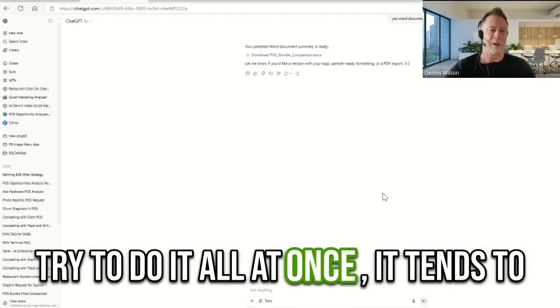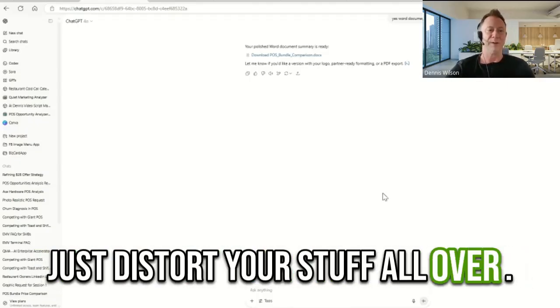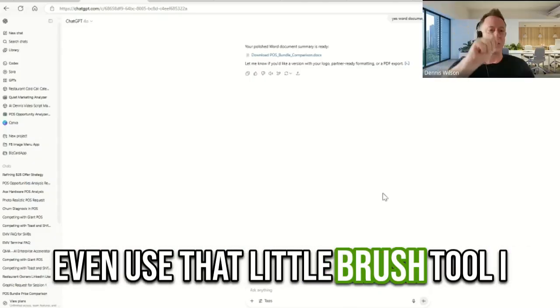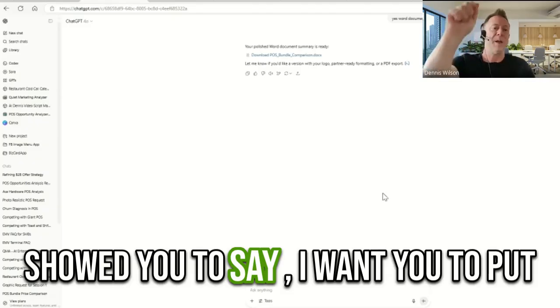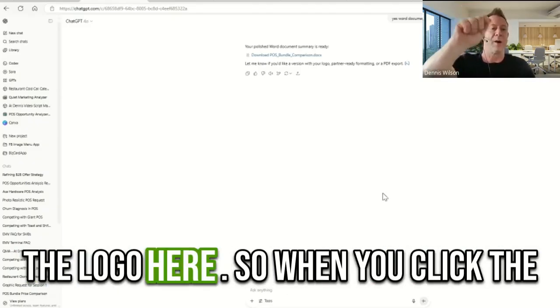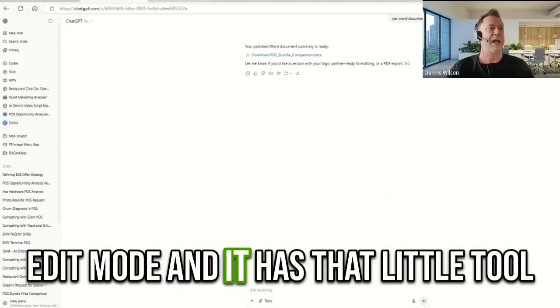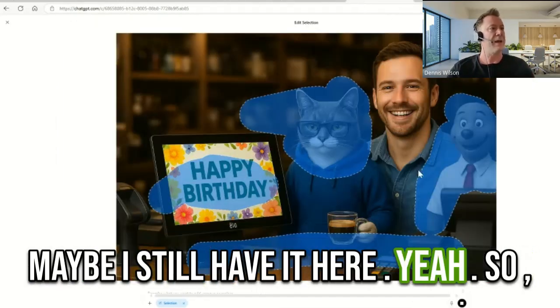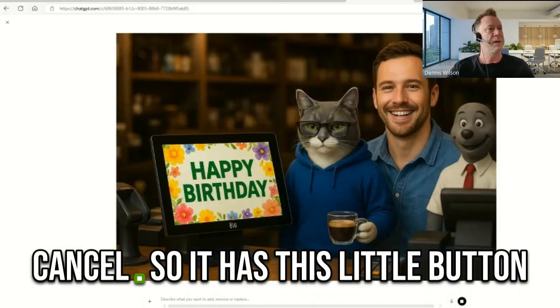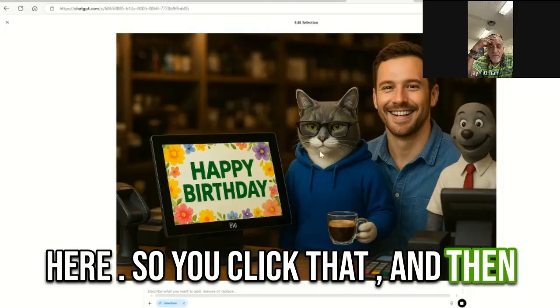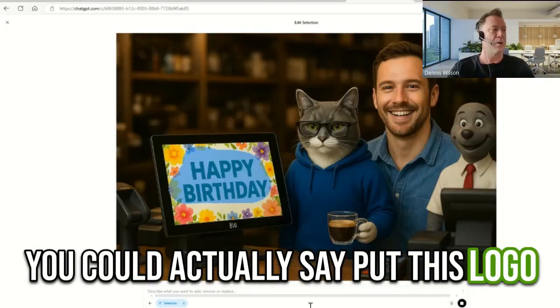When you try to do it all at once, it tends to just distort your stuff all over. Excellent idea. All right. And you can even use that little brush tool I showed you to say, I want you to put the logo here. So when you click the image that it generated, it goes into edit mode and it has that little tool. So it has this little button here. So you click that and then you could actually say, put this logo here.